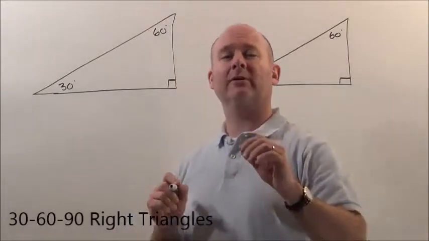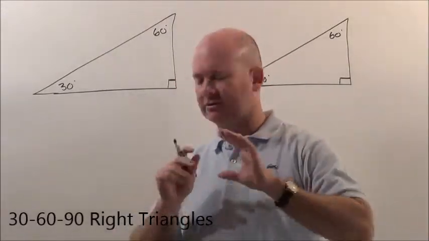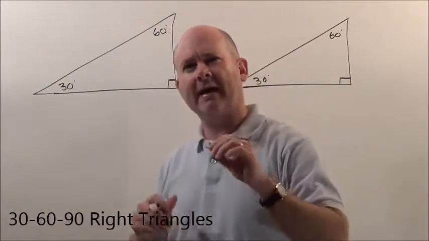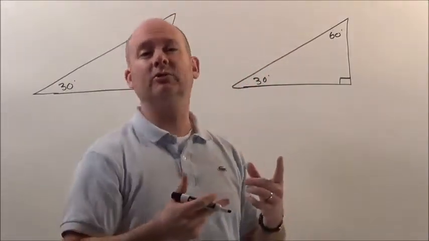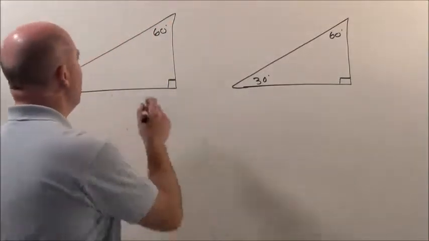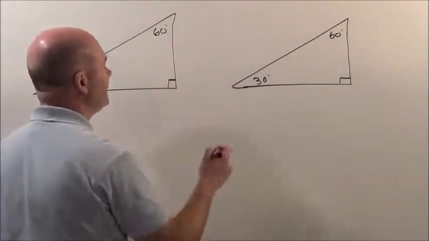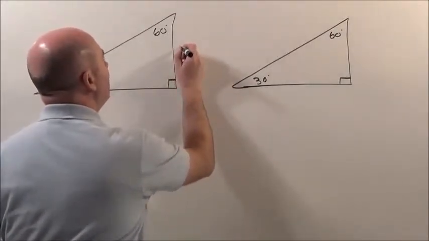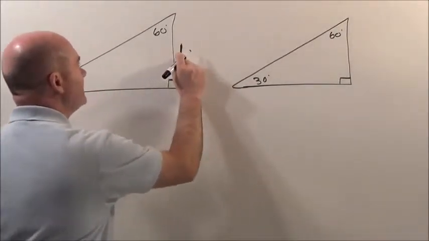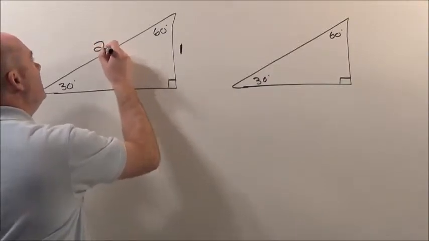Alright, what we want to take a look at are 30-60-90 triangles. They're very special triangles, and it's very easy to find out, if we have one leg, what the other two legs happen to be. Now, let's say we take a typical 30-60-90. There are two ways of looking at this. One is that for every 1 foot this here will be 2 feet.